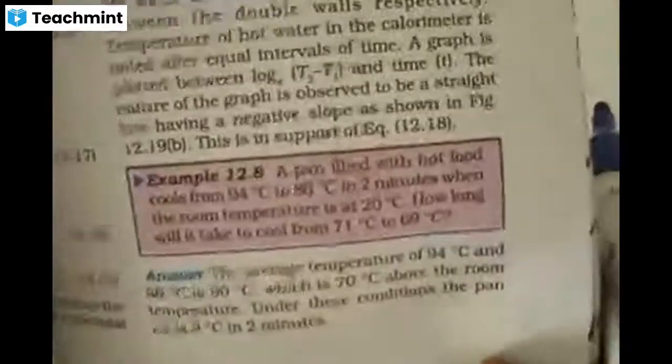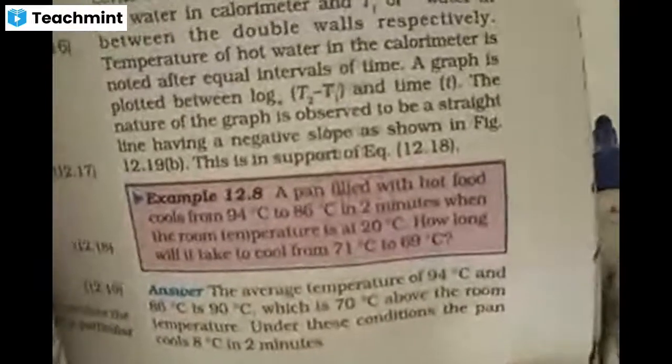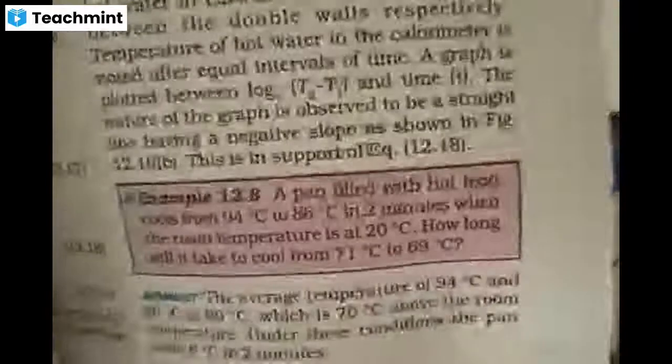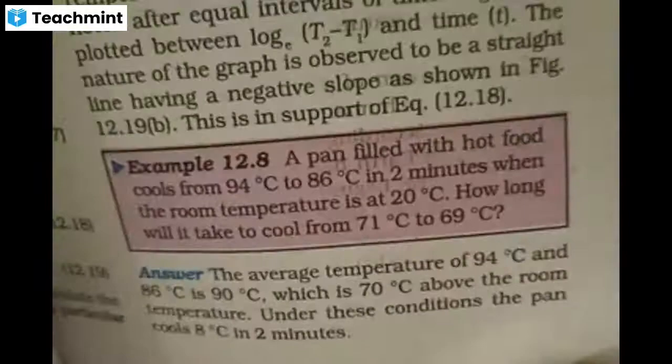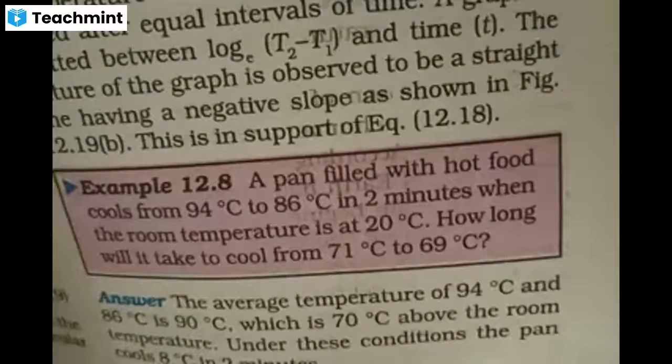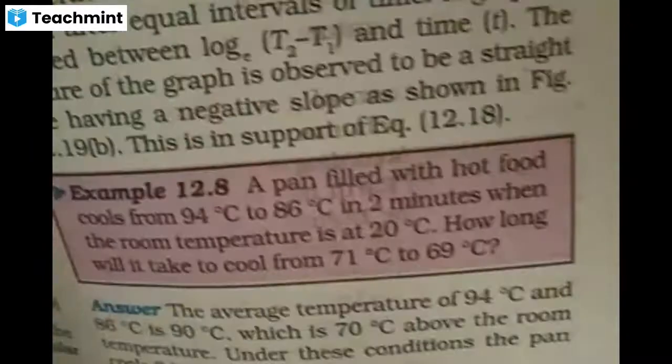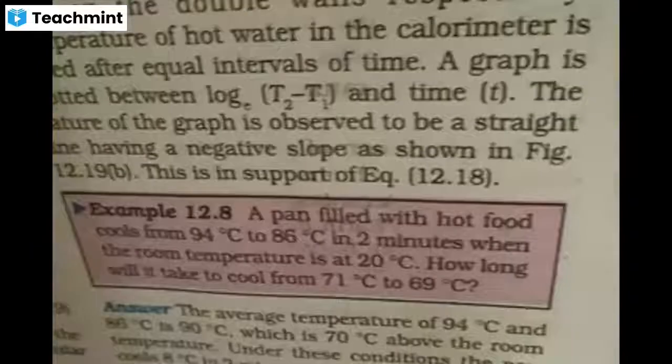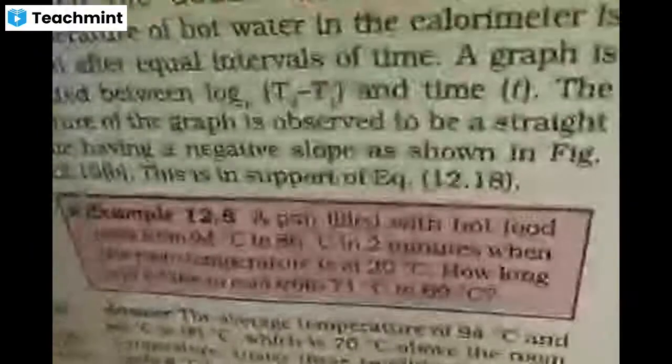Those who have textbooks can refer to this. Example 12.8. Are you able to see this question? On page number 307, you have a question given like this. Example 12.8: A pan filled with hot food cools from 94 to 86 degrees in 2 minutes. When the room temperature is 20 degrees, how long will it take to cool from 71 to 69 degrees? Are you all with the question? I want replies.